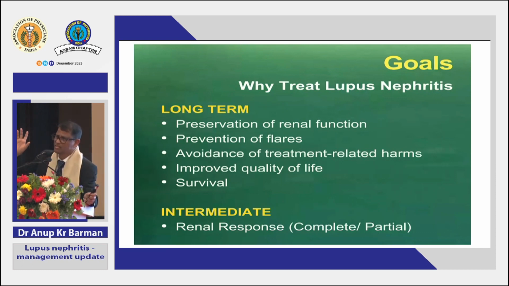First thing, as I said, lupus SLE is not a curable disease, but we must treat to preserve the renal function, to prevent the flare of the disease, to avoid treatment-related toxicity, and also to improve the quality of life, and of course, last but not least, survival benefit. These are very important. The intermediate goal is to achieve remission, whether it is a complete remission or a partial remission. Anyway, we have to achieve it. This is our goal of the therapy.